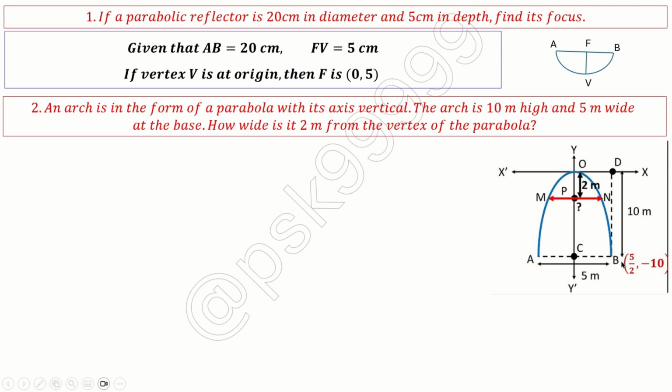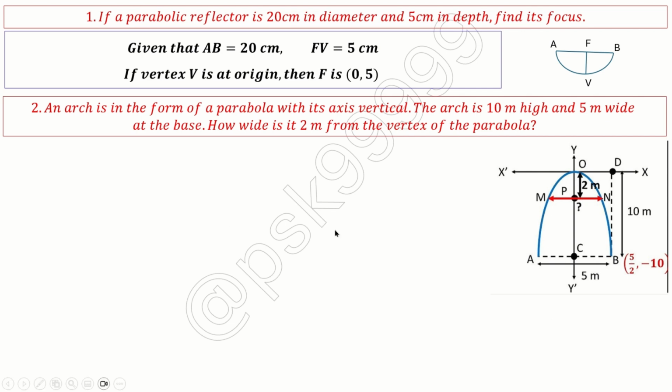Okay, now look carefully. They said the base is 5 meters, which means if this is the origin, C also will have its x coordinate as 0. Then A and B are nothing but plus or minus 5 by 2, because AB is 5, so this is half, this is half. So plus or minus 5 by 2 comma minus 10. Why minus 10? This is 10 meters below the x-axis. So this is your B coordinate, and A is simply minus 5 by 2 comma minus 10. When you substitute these in the parabola equation, you get the required values.